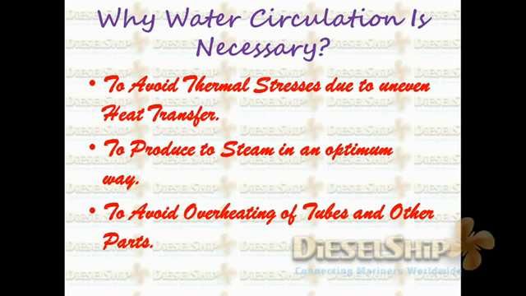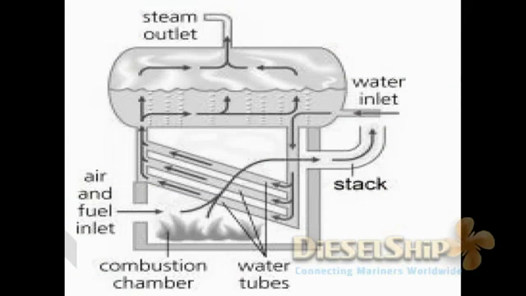Why is it necessary for the water inside the boiler to circulate? It's very simple. If the water is stagnant, there will be uneven thermal stresses. What I mean is, one part of the water will be heated and another part will still remain as water, and the steam and water mixture will not allow steam formation in a proper way, thus increased fuel consumption and overheating of tubes. Let's now see a simple boiler design.